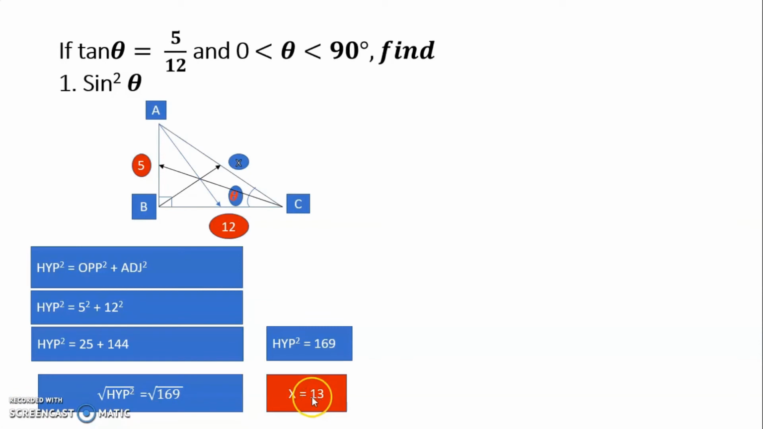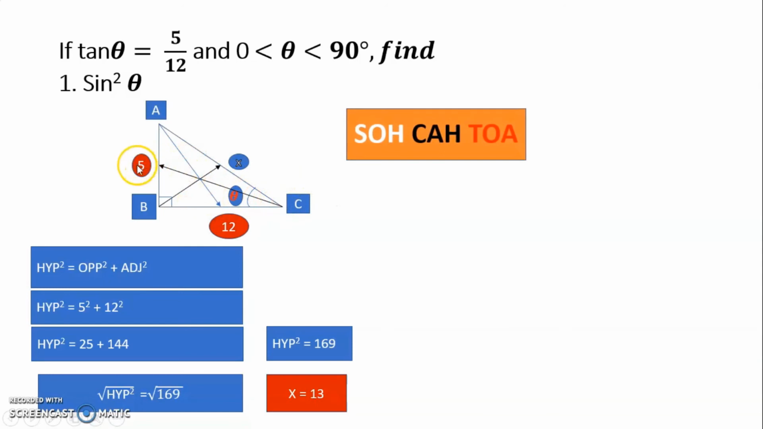Since we have gotten our hypotenuse to be 13, the next thing to do is to solve for sine squared theta. Now, what is our sine based on SOH CAH TOA? Sine is equal to SO, which is opposite over hypotenuse. Now, what is our opposite here? Opposite is 5. Hypotenuse is our x, which is 13.